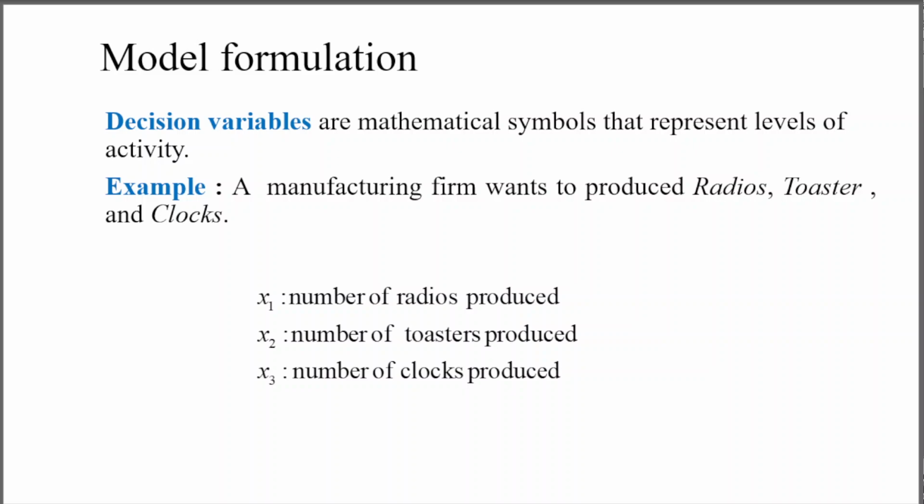So we can translate that set of products into a set of decision variables. Since we have 3 products, we translate those products into 3 decision variables. X1 is the number of radios produced. X2 is the number of toasters produced. X3 is the number of clocks produced.